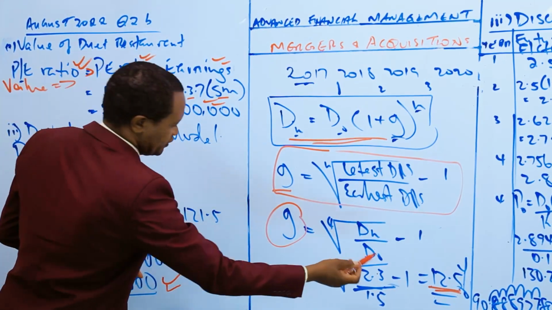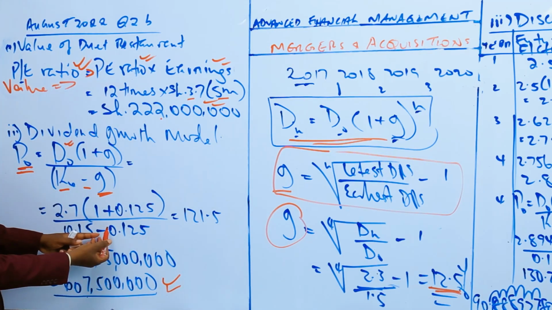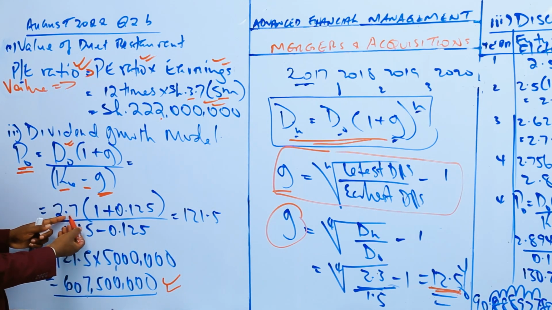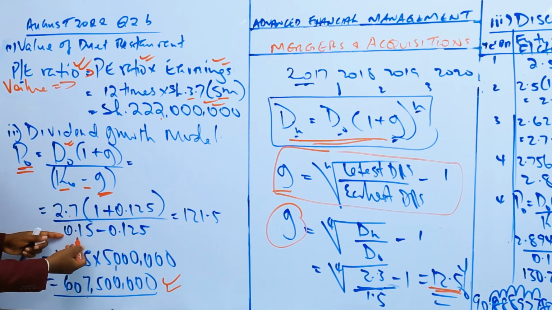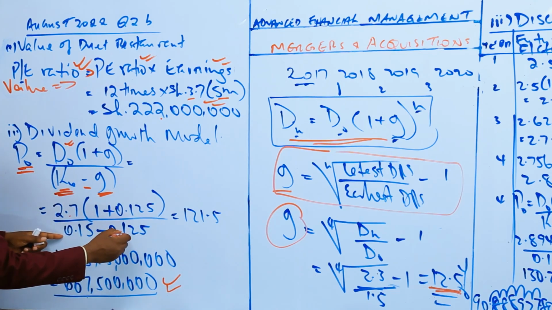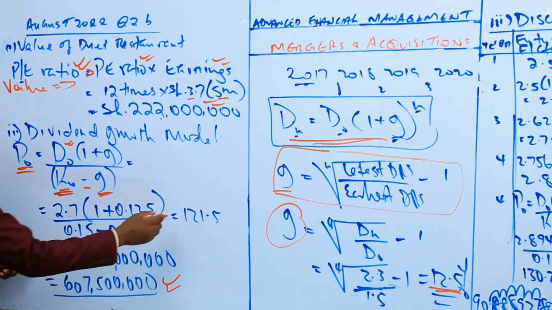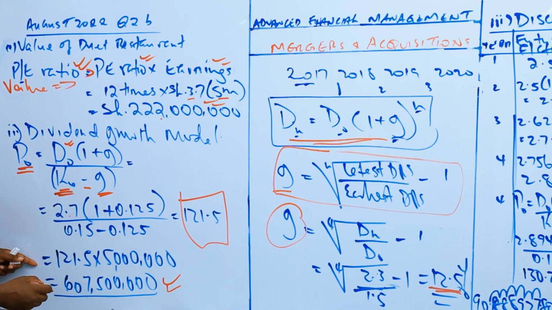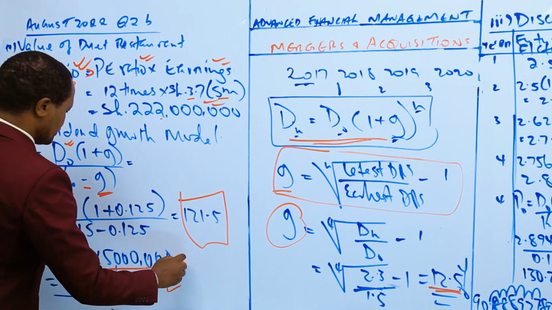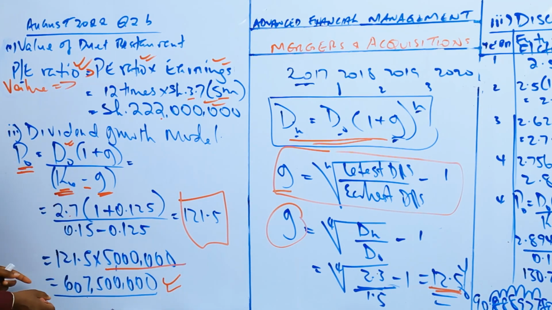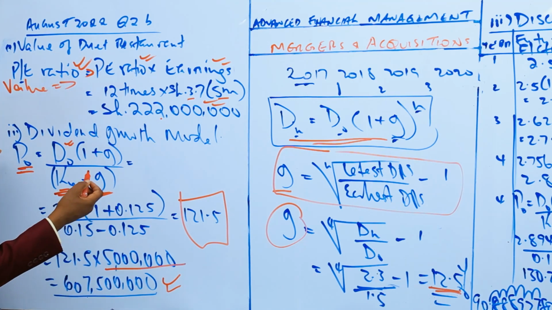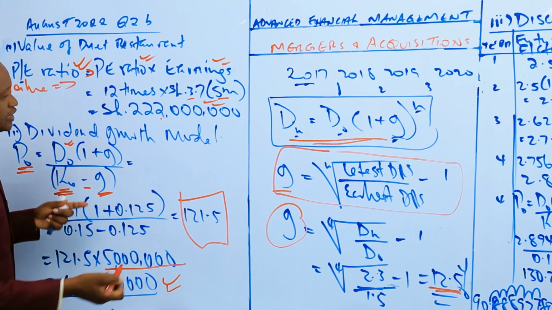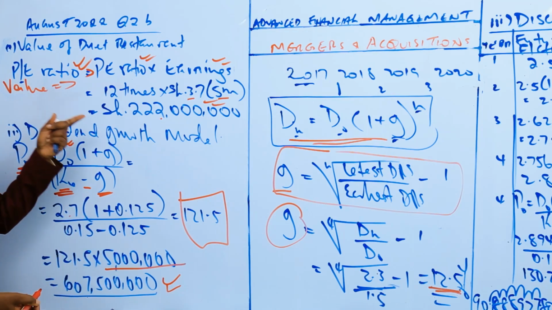Then the 12.5% we plugged into this formula: 2.7 times 1.125 divided by 0.15, the cost of equity, minus the growth rate, 0.125. So that gave us the market value of a share. This is one share. You understand? Then when you multiply by the number of shares, 5 million, that gives us the total market value of the shares. That will be the value of this company using the dividend growth model.